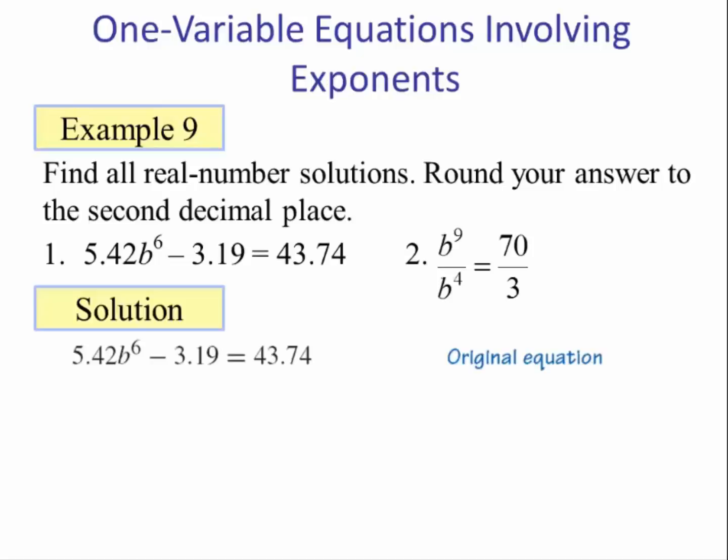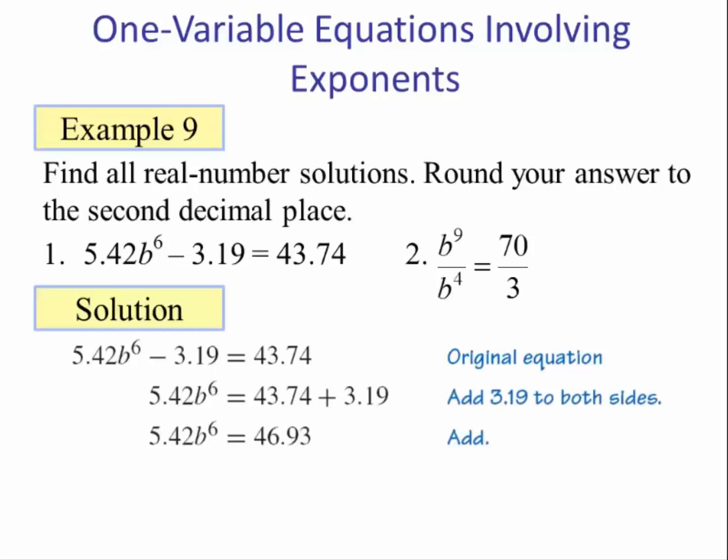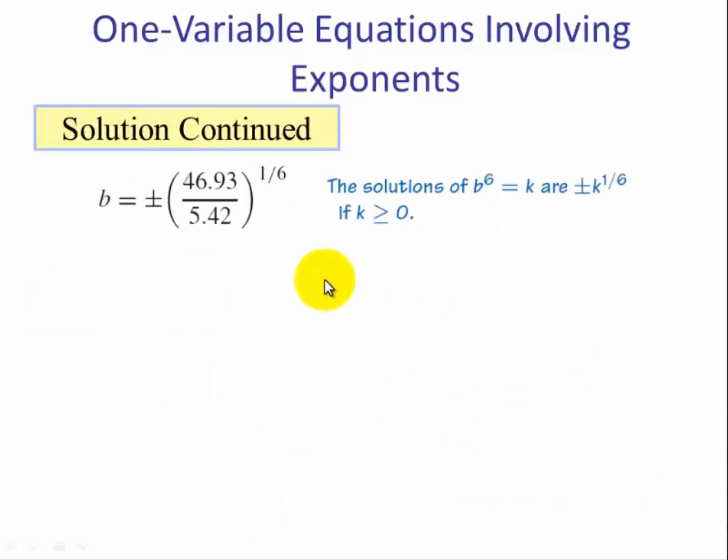First, we want to add 3.19 to both sides. Next, we want to divide by our coefficient of 5.42. To cancel out the exponent, we raise both sides to the 1/6 power, and because that was an even power, we have a plus and a minus, so we have two solutions. Computing this, we have b is approximately equal to plus or minus 1.43.